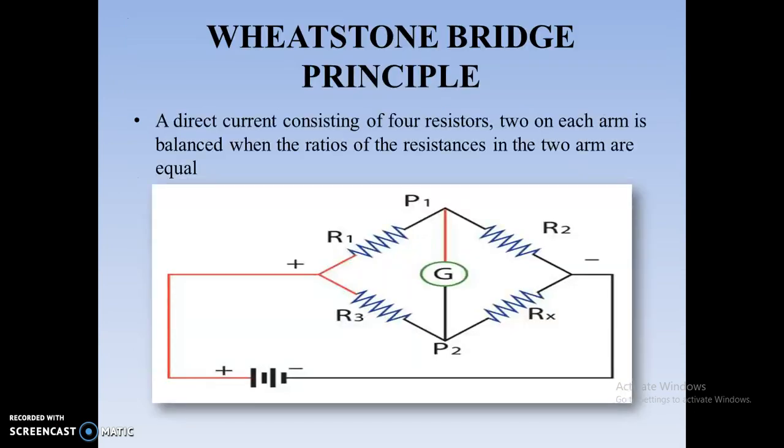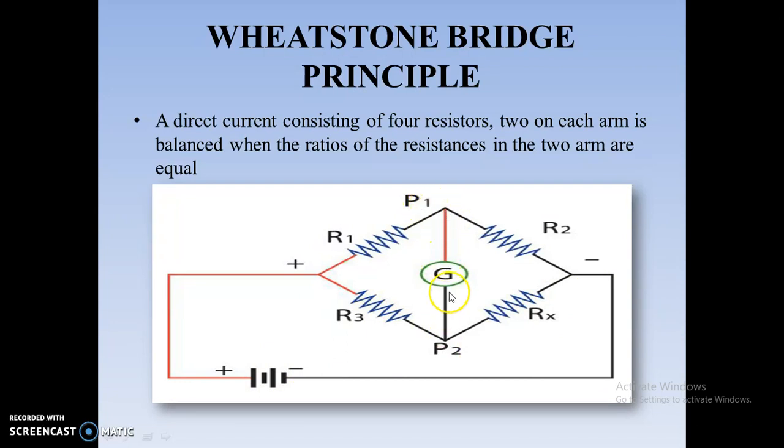What is the Wheatstone bridge principle? The Wheatstone bridge principle states that a direct current circuit consisting of 4 resistors, 2 on each arm, is balanced when the ratio of their resistances in the two arms are equal. That means there are 4 resistors, R1, R2, R3 and Rx. These two are known resistors, R3 is a variable resistor, and Rx is the unknown resistor, and it is connected to a battery. You can see the battery here.